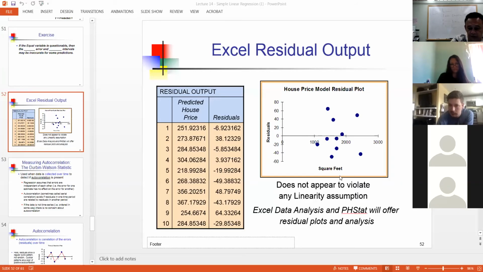Okay? So this is some of our residuals. And so here, when we look at that, I don't see a smile or a frown, and I'm going to show you a way to look at this and to examine it.